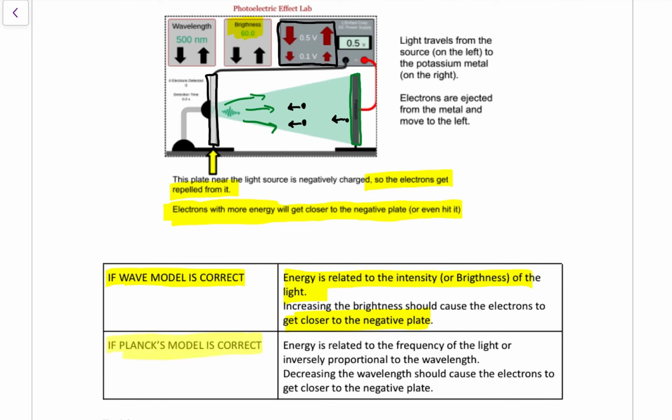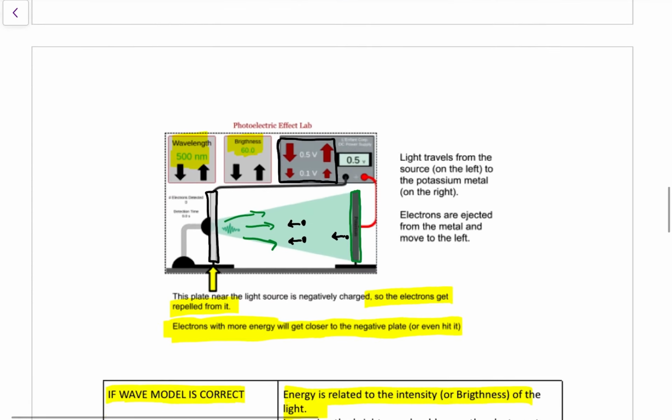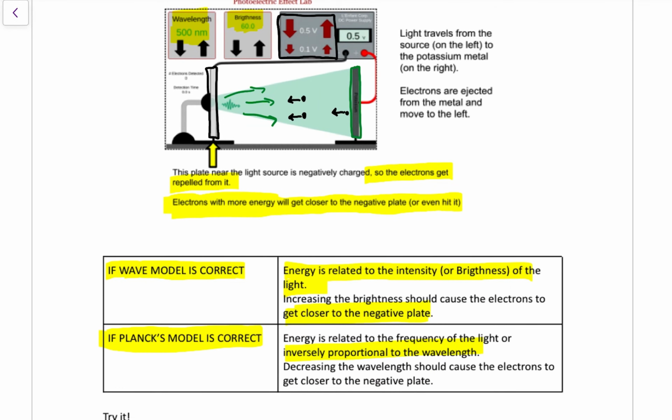If this new model is correct, then the energy is related to the frequency or the wavelength. In this one, we've got a wavelength slider or wavelength arrows to change. It's an inverse relationship. In the equation back up here, lambda was in the denominator. Since it's in the denominator, a smaller wavelength means a bigger energy. So when you get going with the lab, decrease the wavelength. If Planck is correct, then a shorter wavelength should cause the electrons to get closer to the plate.